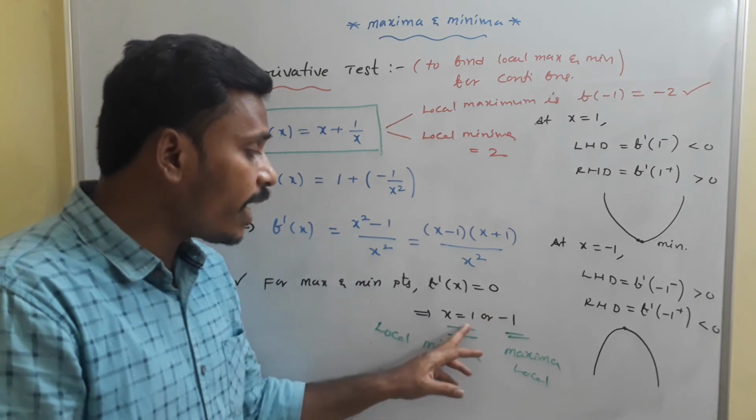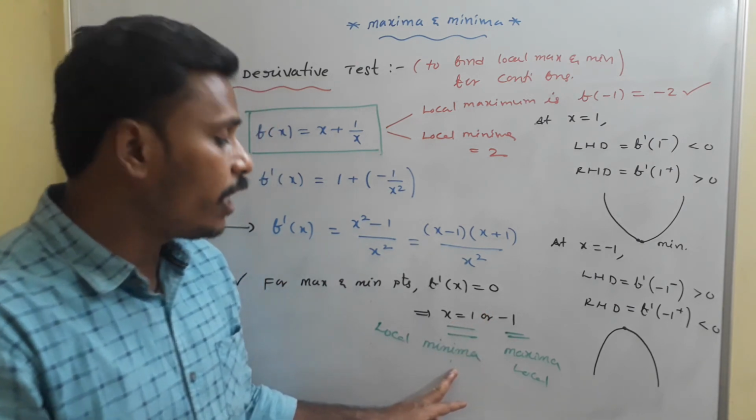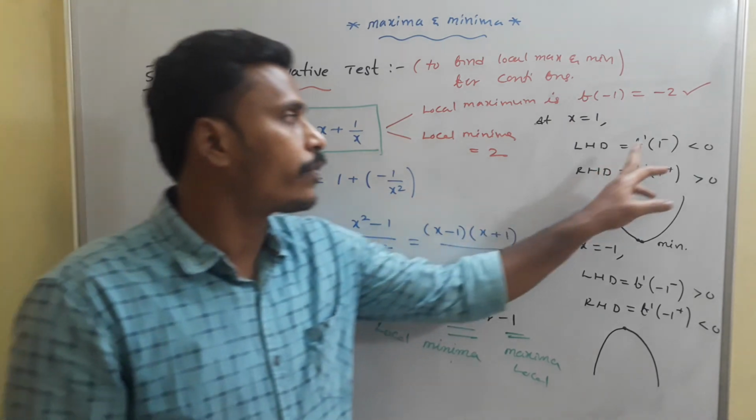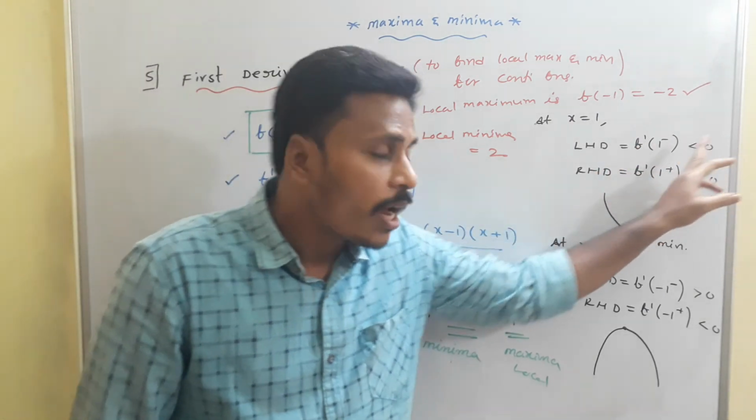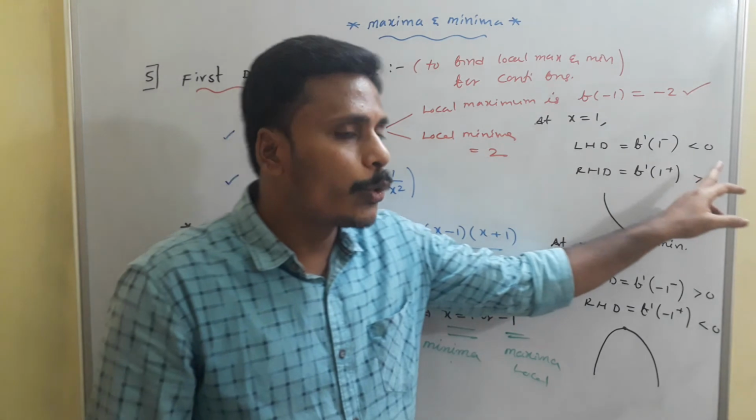And to decide that 1 is the minima point, we need to check the derivative value on the left side of 1. You get it as negative. The derivative value on the right side of 1, you get it as positive.